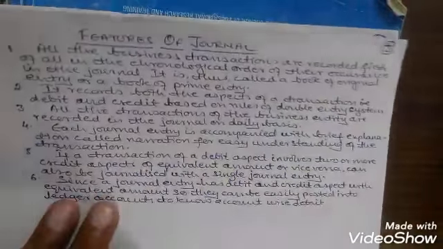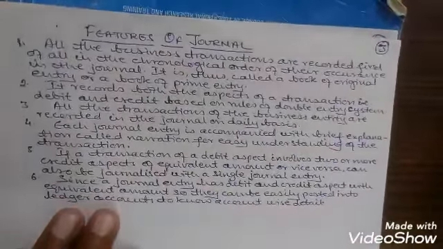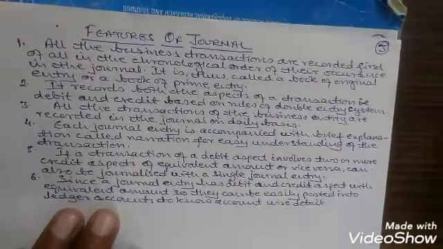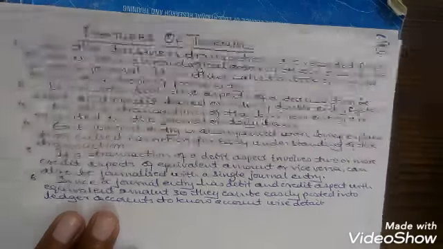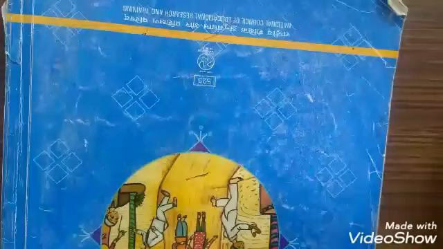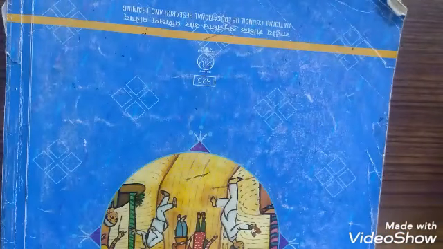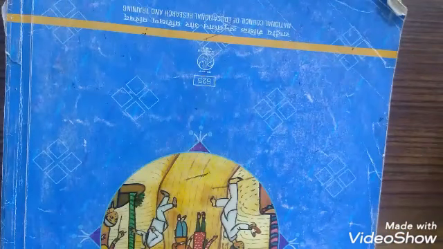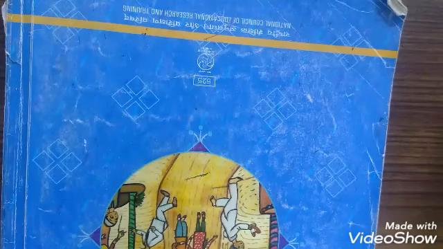Sixth, since a journal entry has debit and credit aspects with equivalent amounts, they can be easily posted into ledger accounts with account-wise detail. As the debit and the credit aspects of the entry have the same amounts, they have to be posted to the ledger accounts with the same amounts.